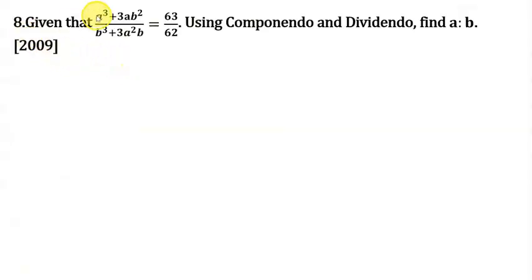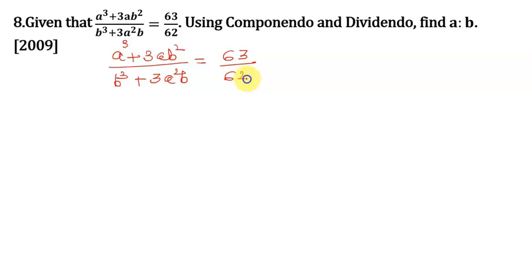Now next problem, given that a cube plus 3ab square upon b cube plus 3a square b is equals to 63 upon 62, using componendo and dividendo, find a as to b. Now here we have a cube plus 3ab square, and to the denominator b cube plus 3a square b is equals to 63 upon 62.